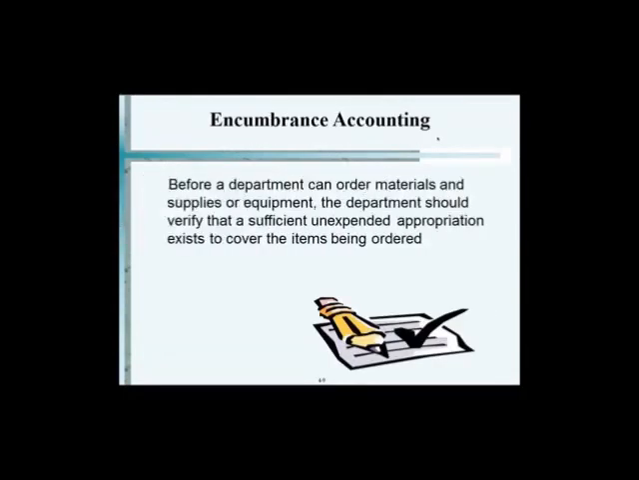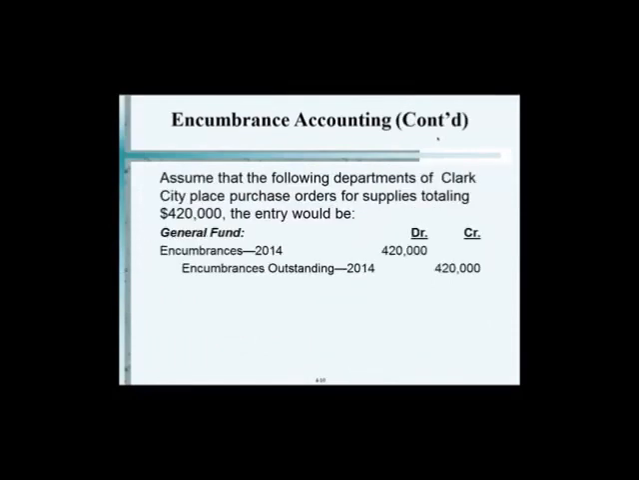Encumbrance accounting, I think I spoke to you about. This goes into more in depth. You need to create a commitment. And here's an example. Ordered supplies for 420. What's the first entry? Debit encumbrance, credit encumbrance outstanding. Notice the use of the year, 2014.